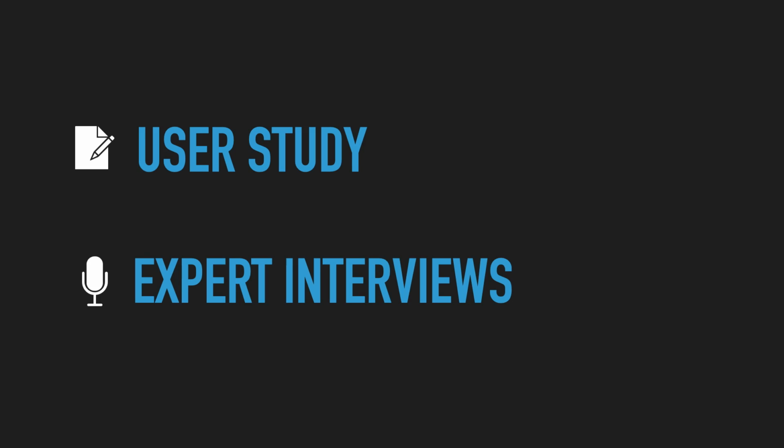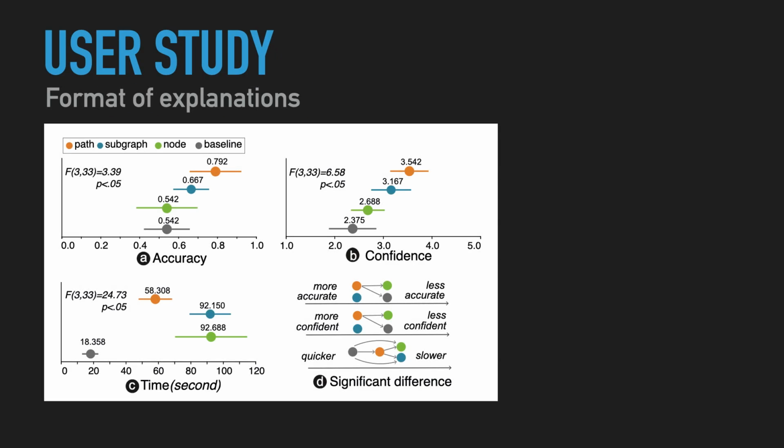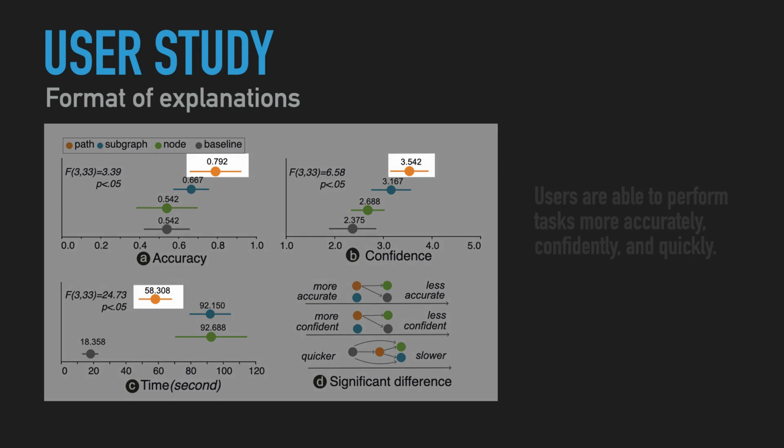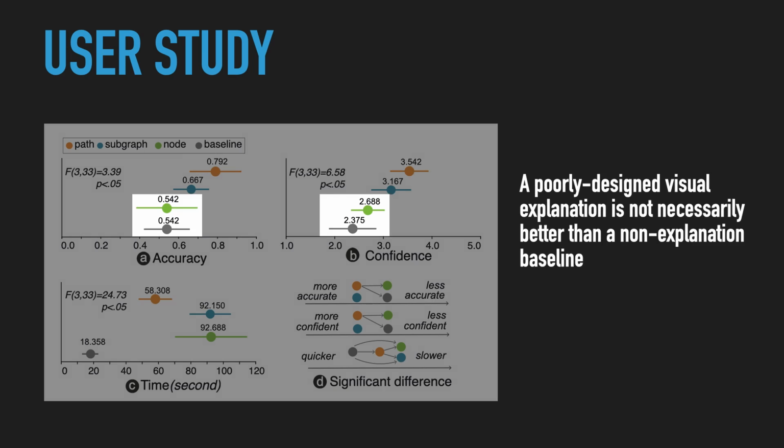We further conducted a user study and expert interviews to evaluate this visualization tool and the design process. Here, I only report findings that are related to one design consideration, the explanation format. We can see here, with path-based explanation, users are able to perform tasks more accurately, confidently, and quickly. We also found that a poorly designed explanation visualization is not necessarily better than a non-explanation baseline.